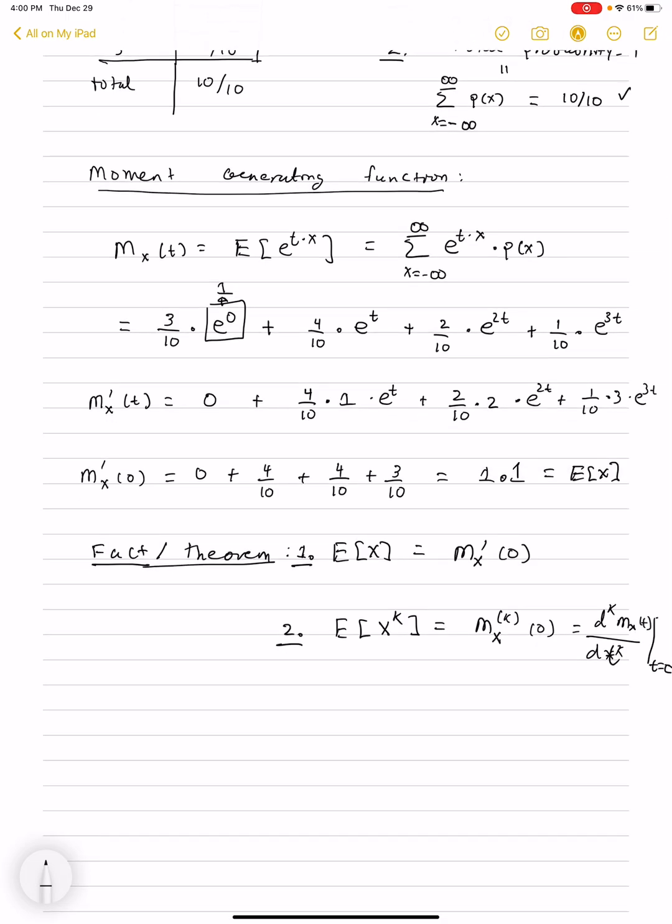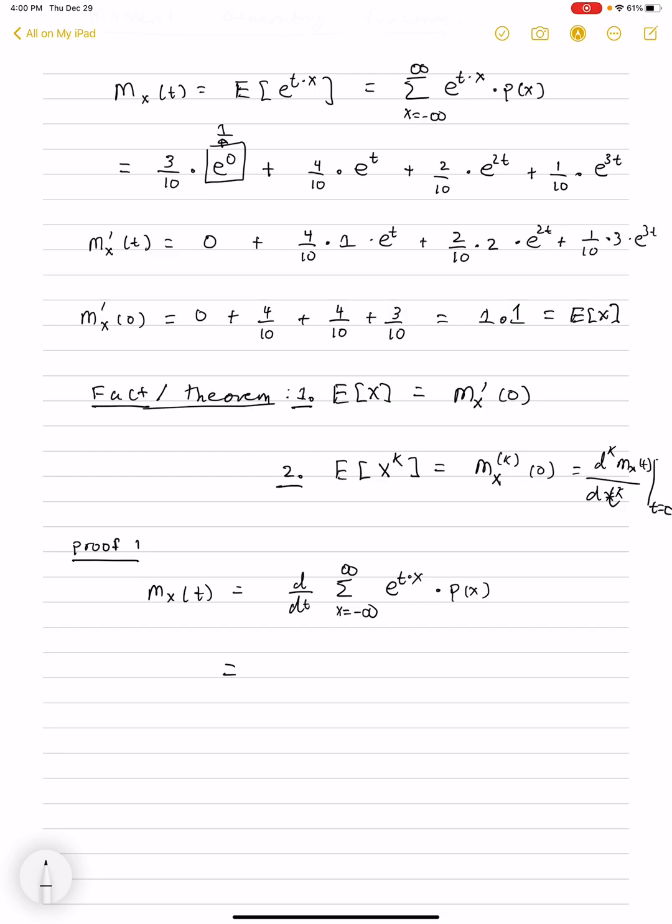In fact, I'll prove part 1. If I differentiate the definition of the expected value, I just have to take the derivative with respect to t of the summation from x equals negative infinity to infinity of e to the tx multiplied by p of x. Remember, this is a function of t, so x is just along for the ride. Oh, and I should say evaluate at t equals 0. Well, we'll do that later.